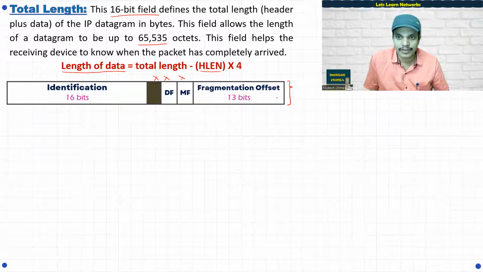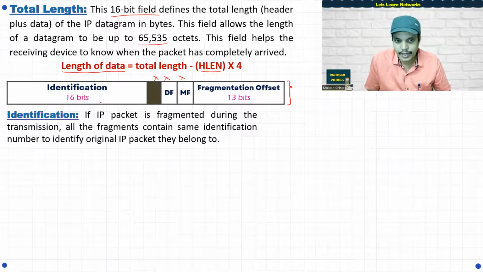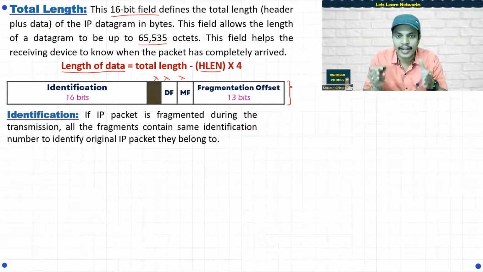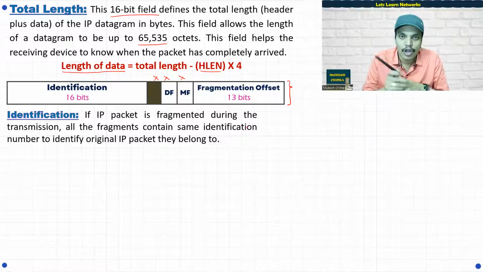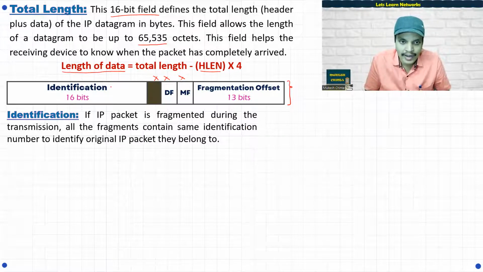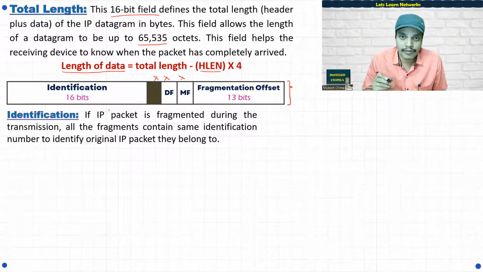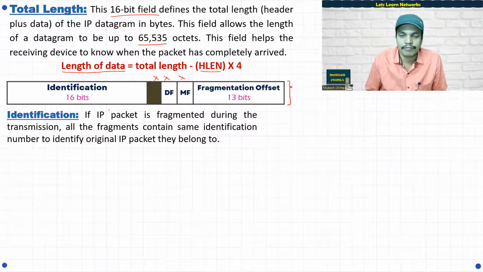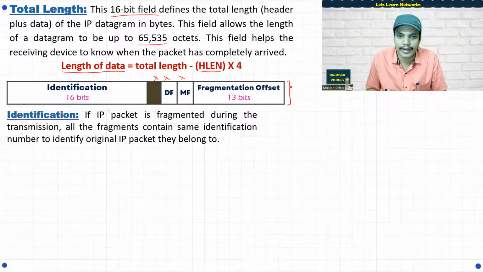First, let me start with the identification part. If an IP packet is fragmented during the transmission, all the fragments contain the same identification number to identify the original IP packet they belong to. Now, if you have one packet and they divide it into 10 fragments, all the 10 fragments will have a common identification field, so that the receiver will know that these 10 fragments belong to the same IP packet. It will only determine that based on the identification field only. If they have a common identification field, it will consider them as a single packet.